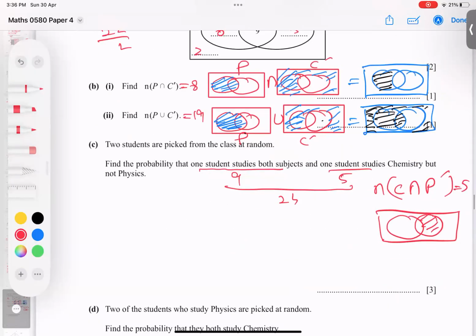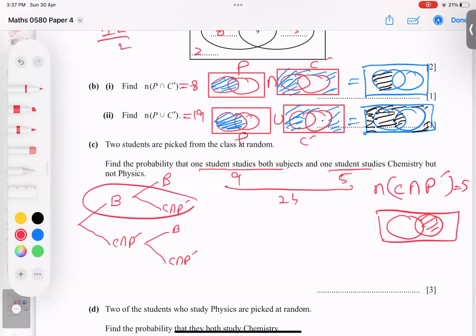So let's start. What is the technique? If I choose, there are two possibilities. One student chooses, maybe look here, both, or the other option. Other means chemistry but not physics. All right, there are two possibilities. Look, this and this and this and this, because there are two branches.